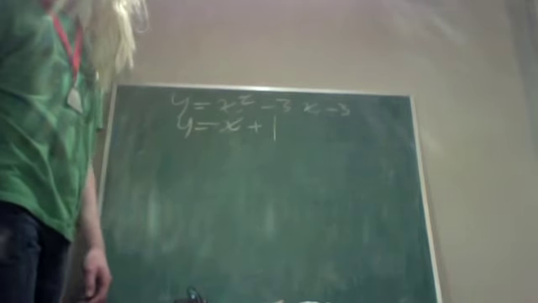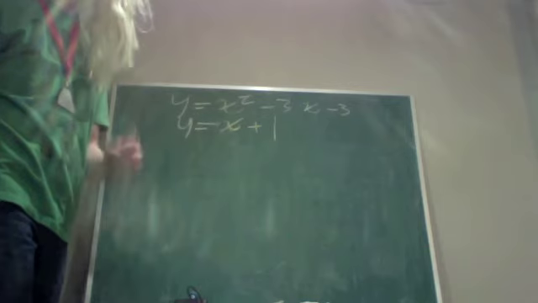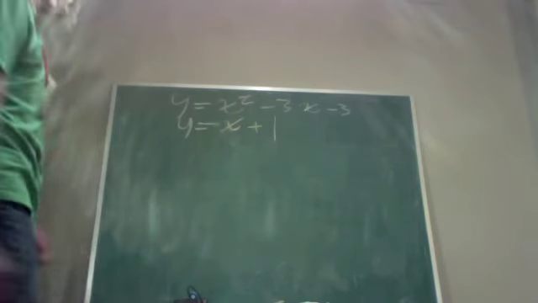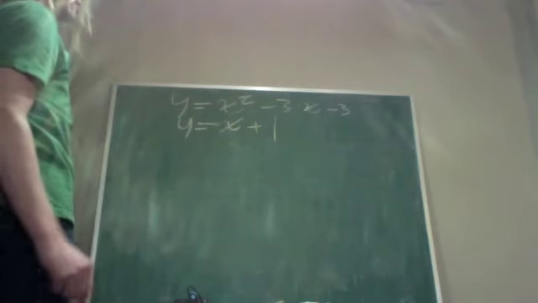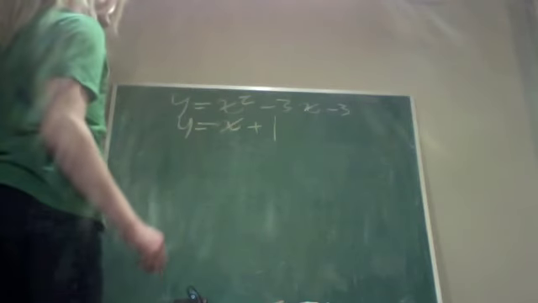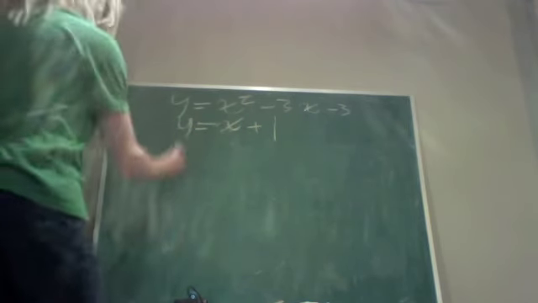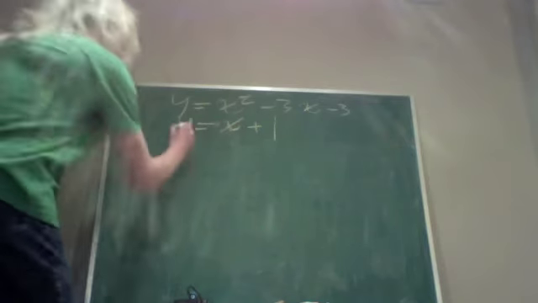Now, we're going to do another example that's going to test your skills, but don't worry, it's not impossible. Here we have y equals x squared minus 3x minus 3, and y equals x plus 1. Now, we're going to do our steps. The first one, set the equations equal to each other.